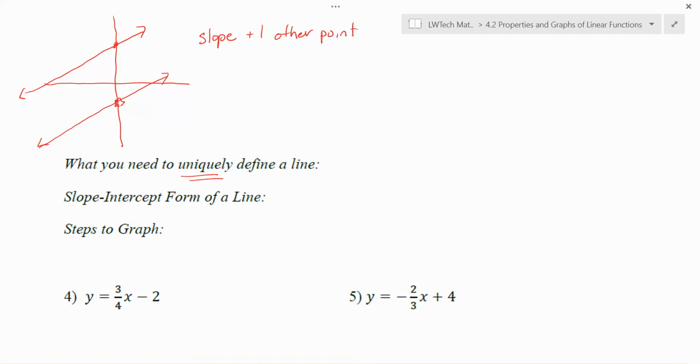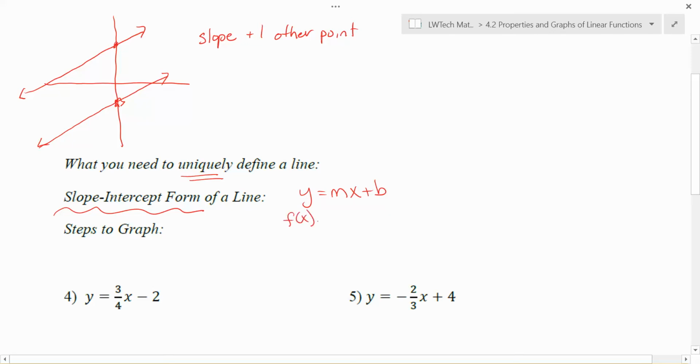Now, in mathematics, we have a very interesting form of a line that we use a lot, and that's what we call the slope-intercept form of a line. The general equation of a linear function will look like this: y equals mx plus b. Sometimes you'll see it written in function notation like this: f of x equals mx plus b. Remember, our outputs can be written either as y or as f of x.